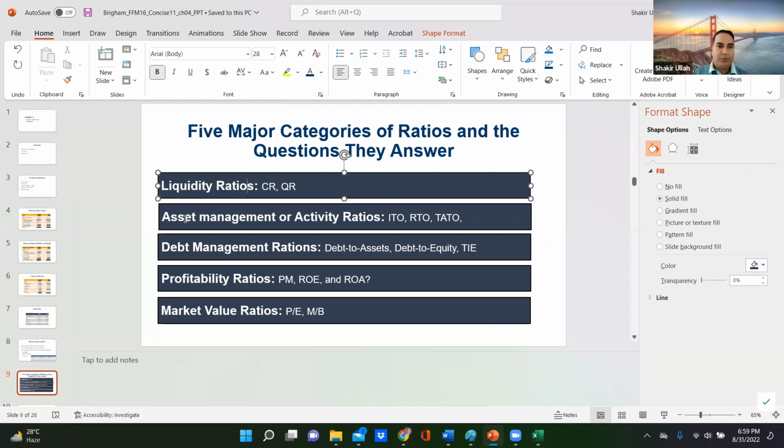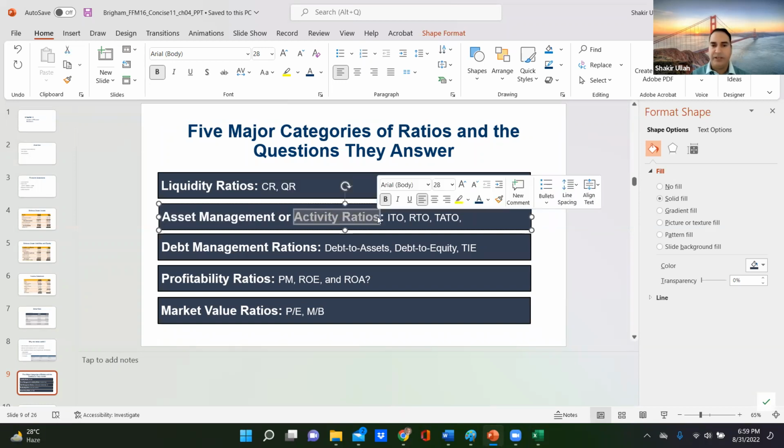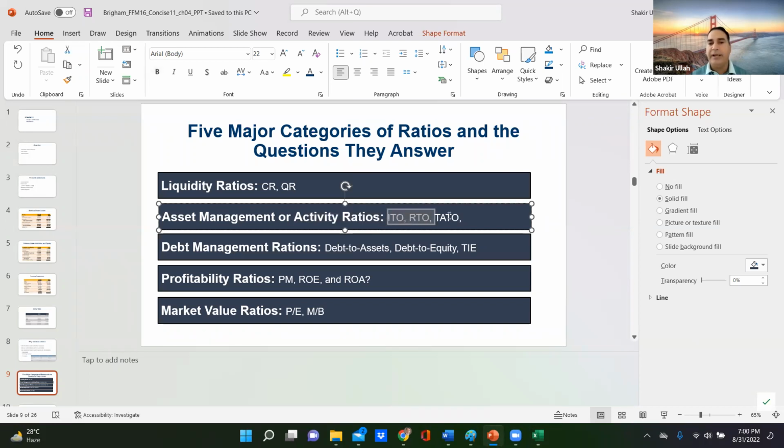The next category is what we call the asset management ratios or activity ratios. So the names are used interchangeably, sometimes asset management or activity ratios. These ratios basically measure how efficient we are in our operations. Okay. We'll talk about these later on.